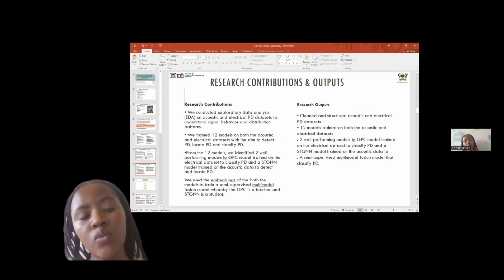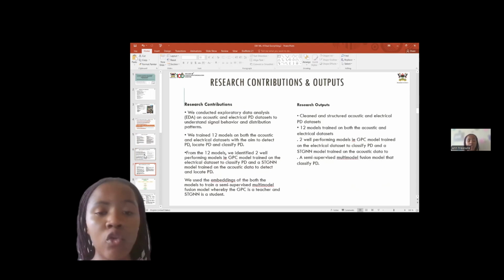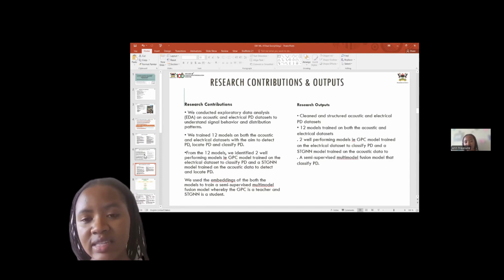Our contributions included building the 12 models plus a 13th model that combined two of the models from the 12 models, and we cleaned these datasets, and we also did a semi-supervised multi-fusion model that classified the partial discharge.